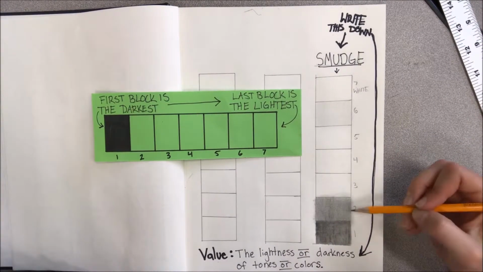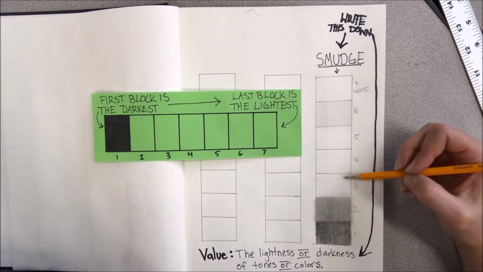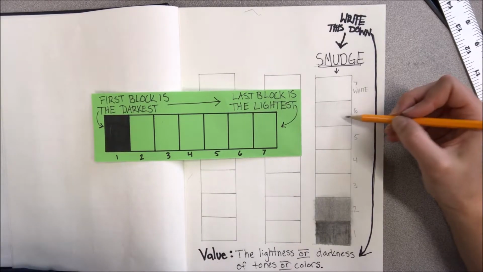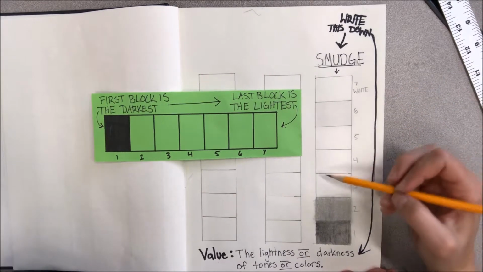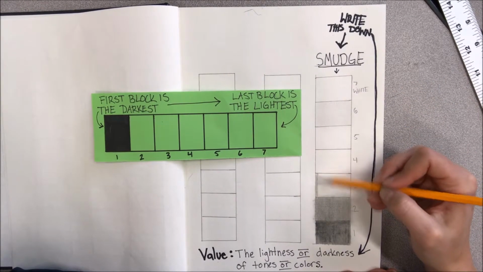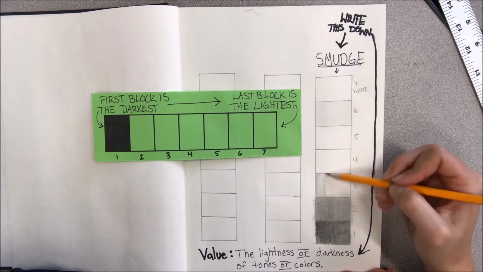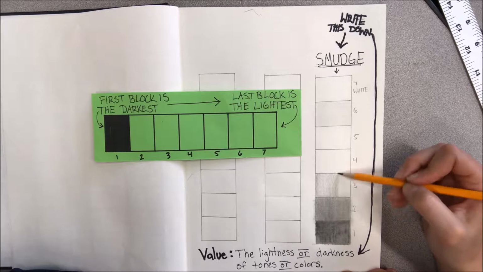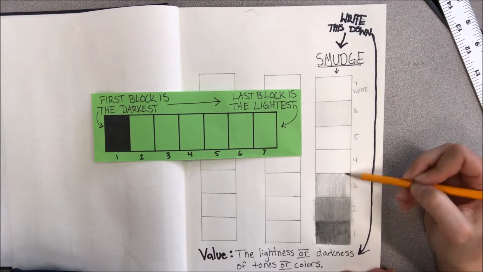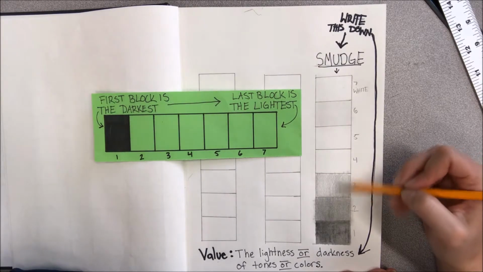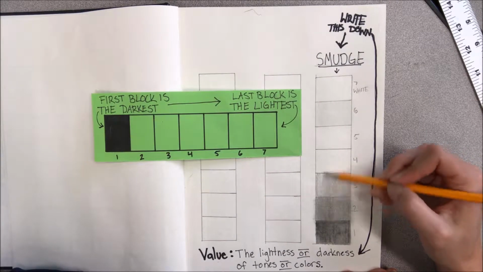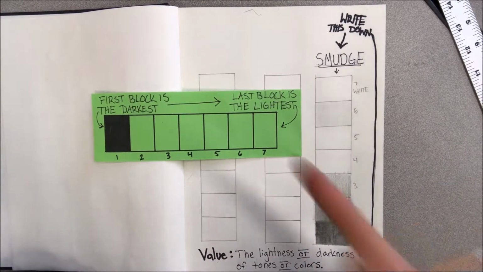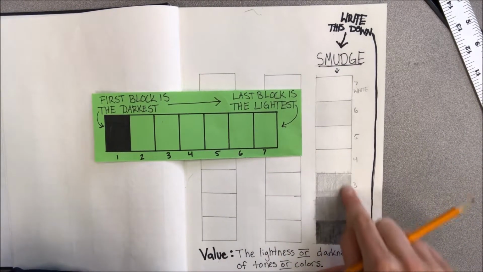Okay, now I'll move on to box 3. Box 3 needs to be lighter than box 2, but still darker than box 6. Box 3, I'm still applying a pressure. I'm not just dragging it across. Again, I'll use my finger, smudge out box 3.